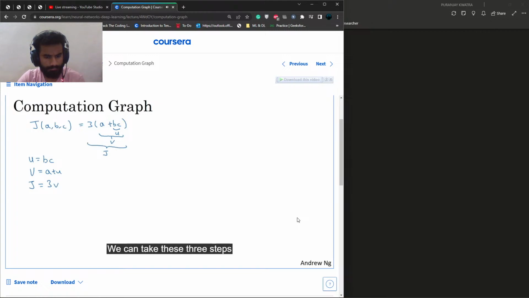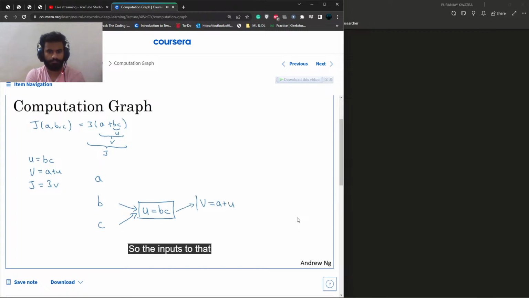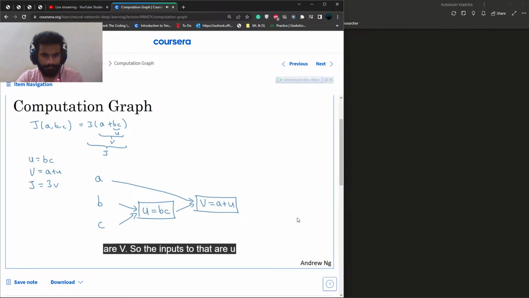We can take these three steps and draw them in a computation graph as follows. Let's say I draw your three variables a, b, and c here. So the first thing we did was compute u equals b times c. So I'm going to put a rectangular box around that, and so the inputs to that are b and c. And then you might have v equals a plus u. So the inputs to that are u, which we just computed together with a. And then finally, we have J equals 3 times v.